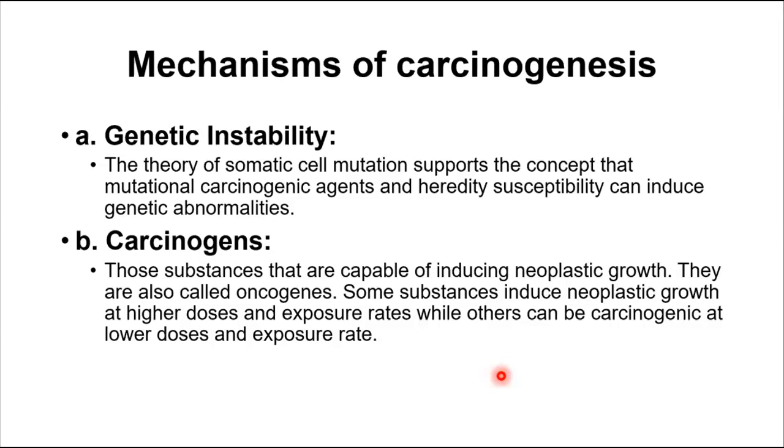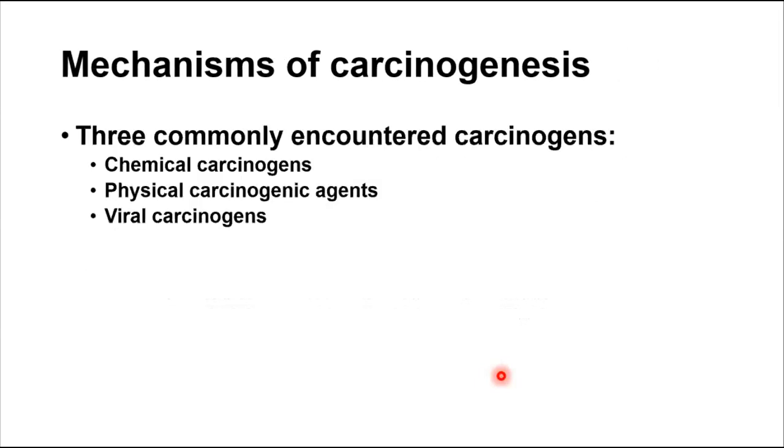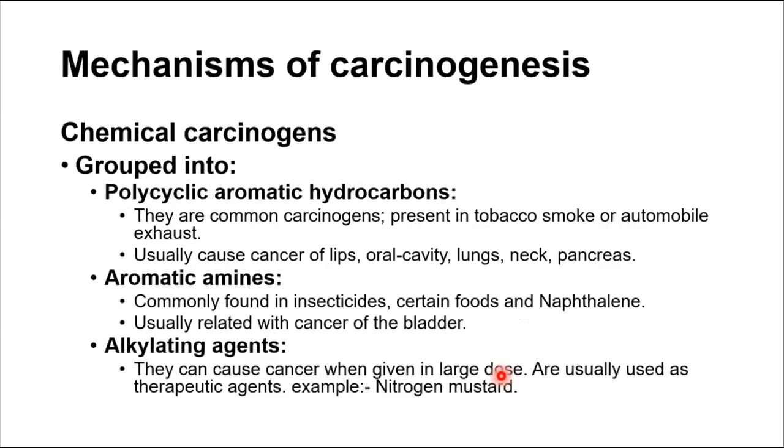Some substances induce neoplastic growth at higher doses and some at medyo lower doses lang siya. With regards to carcinogens, there are three commonly encountered carcinogens. These are the chemical carcinogens, physical carcinogenic agents, and viral carcinogens. With regards to chemical carcinogens, these are grouped into polycyclic aromatic hydrocarbons, aromatic amines, and alkylating agents. All of these will affect our DNA, thus leading to disruption of the production of the proteins or the oncogenes and the tumor suppressor genes.